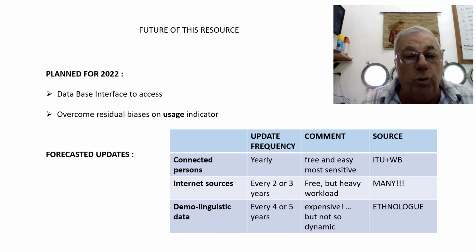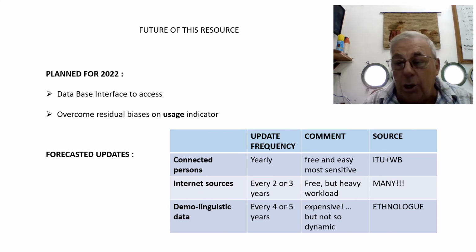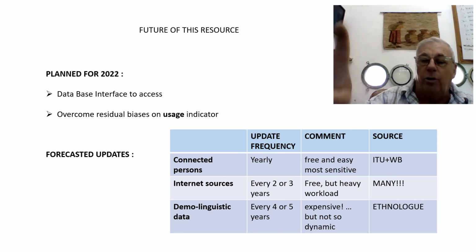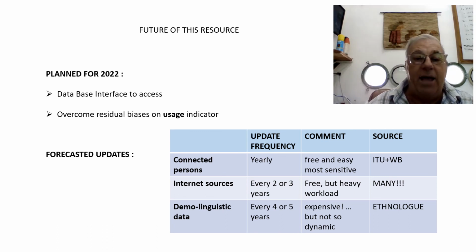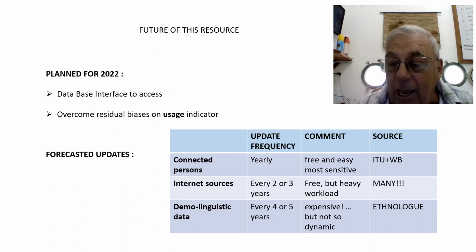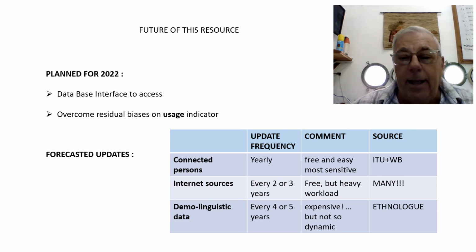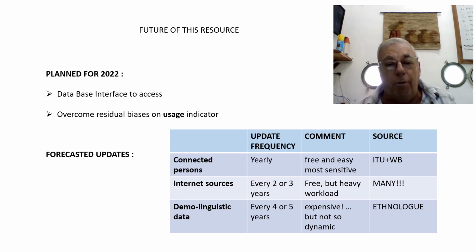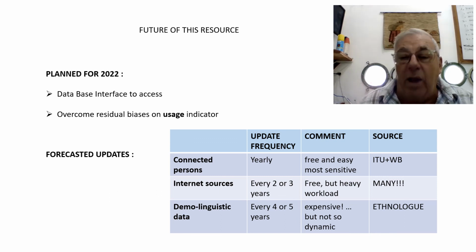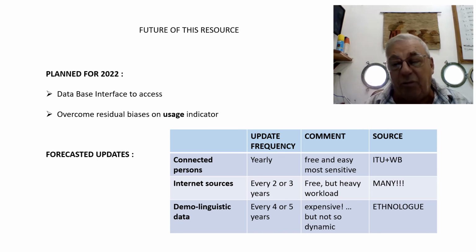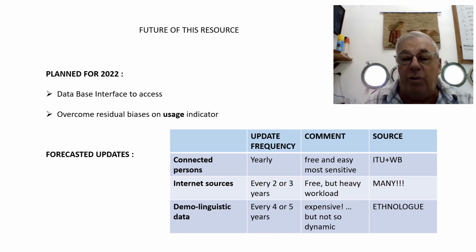What we plan to do this year is make ourselves known more, and make a database interface for access, so you can query by language or by ISO code, and still work on the usage indicator, which is maybe favoring Asiatic languages a bit too much. We forecast to make this type of update yearly, because we have the connected persons data free from ITU and World Bank. Our main internet source is free, but it is a heavy workload, maybe every 2-3 years.